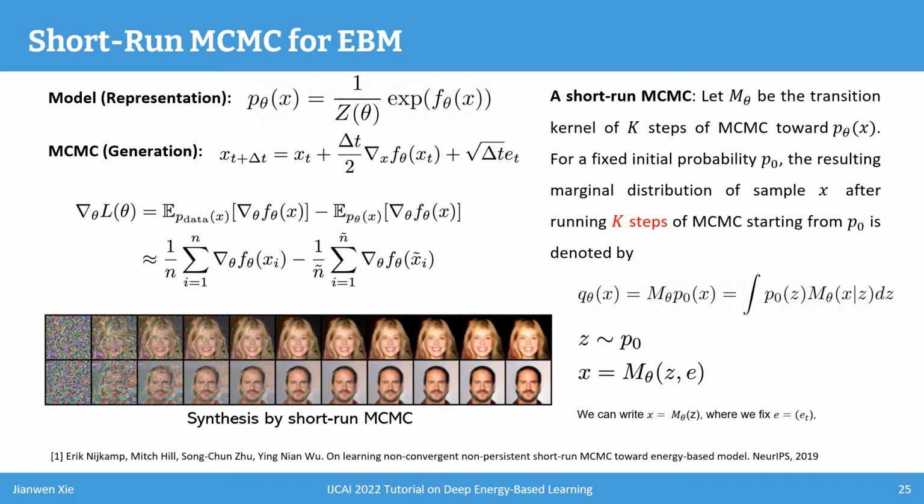Therefore, the k-step short-run MCMC can be considered as a latent variable model or a generator with initialization z as the latent variable. Here, we use M to be the transition kernel of k steps of MCMC toward the target distribution. The short-run MCMC can be written as x equal to M of z, where M is a nonlinear mapping and z is the latent variable, following the distribution P0. This figure shows some generative examples by the short-run MCMC.